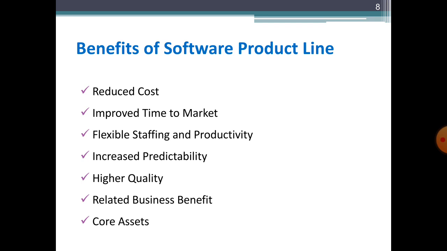So the learning curve is shortened because the shared assets of the product line are familiar to staff who work on the products in the product line as well. The next one is increased predictability as well. This is pretty straightforward.